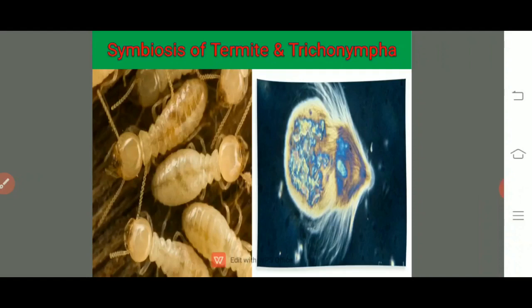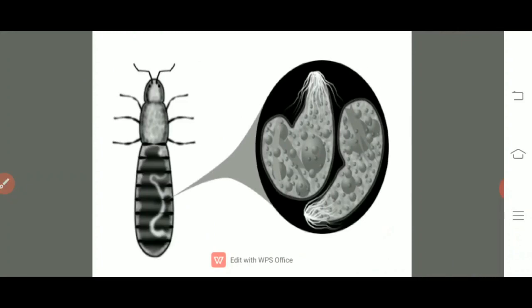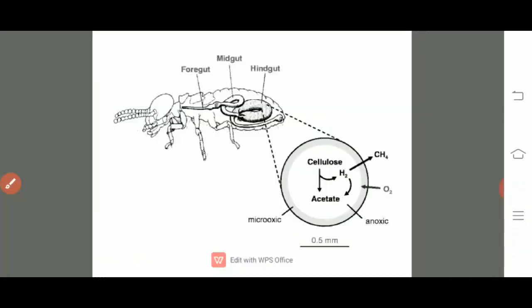Now, Trichonympha is a flagellate protozoan. It lives in the stomach of the termites and it synthesizes and secretes the cellulase enzyme, and thereby the cellulose which is present in the stomach of the termites gets digested. The digested cellulose gets absorbed by the midgut of the organism. So here we see Trichonympha and this is the termite. The entire digested food material gets absorbed into the midgut of the termite.